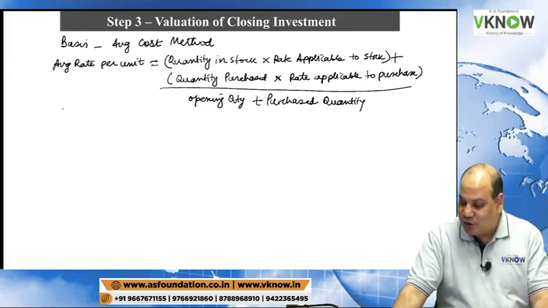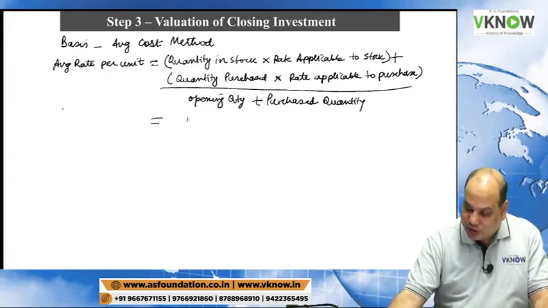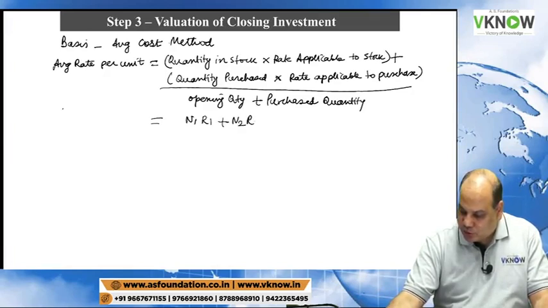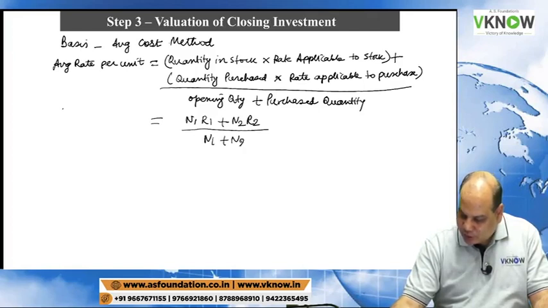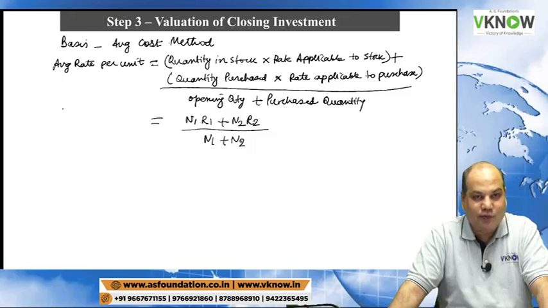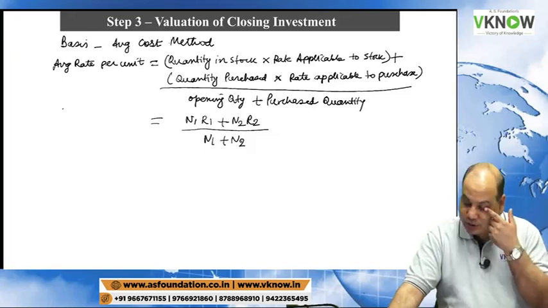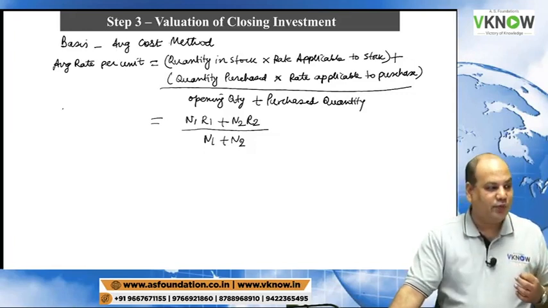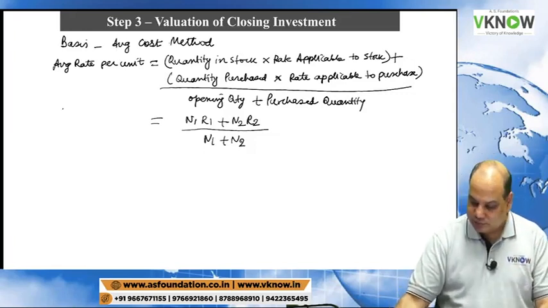So come to the formula. In your costing, you have studied this formula, which is also written as N1R1 plus N2R2 upon N1 plus N2. This is the formula you have studied in school mathematics also. This is called weighted average rate. This is the formula for weighted average rate.